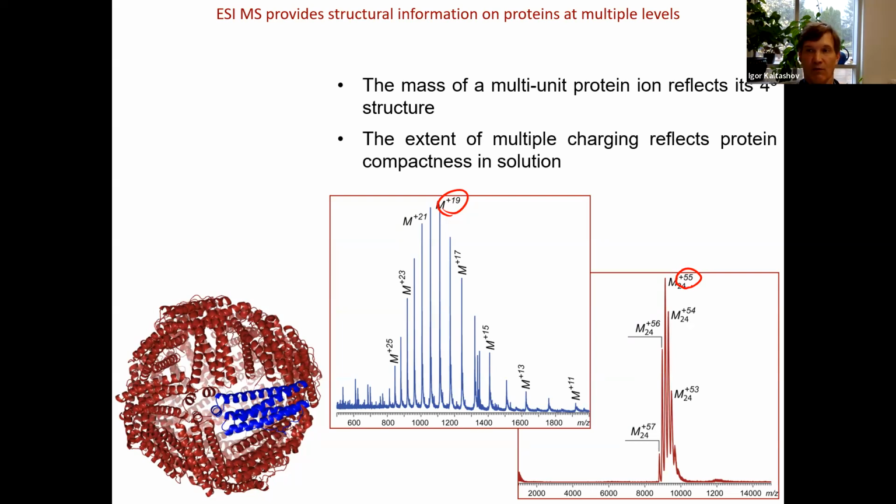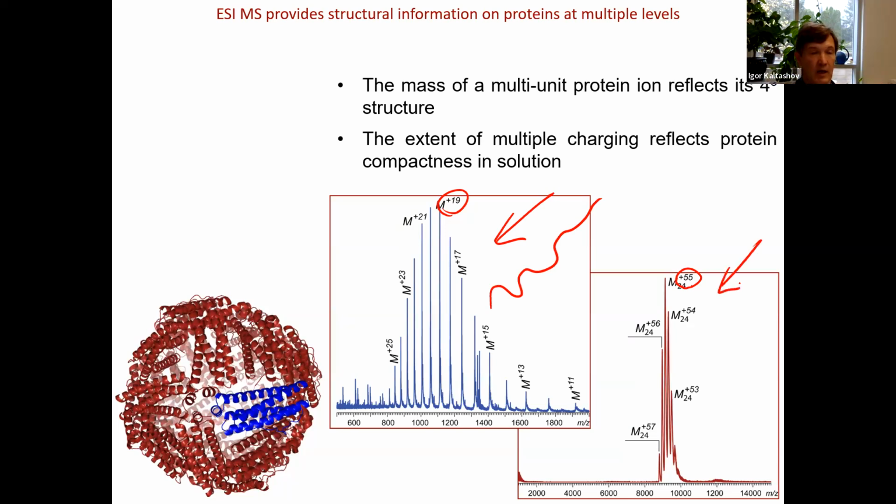And of course, the reason for that is that in electrospray ionization, the extent of multiple charging is a reflection of your protein conformation in solution. In this case, when we use denaturing conditions, the protein was random coil, right? So its solvent exposed surface area was very large. And this is exactly what allowed it to accommodate so many charges in the process of electrospray ionization.